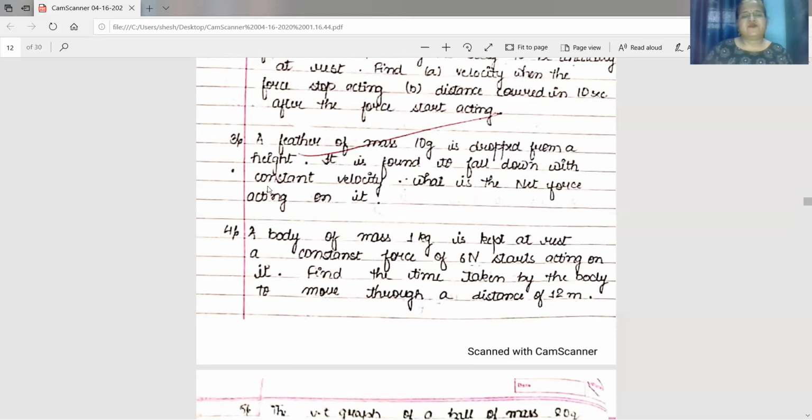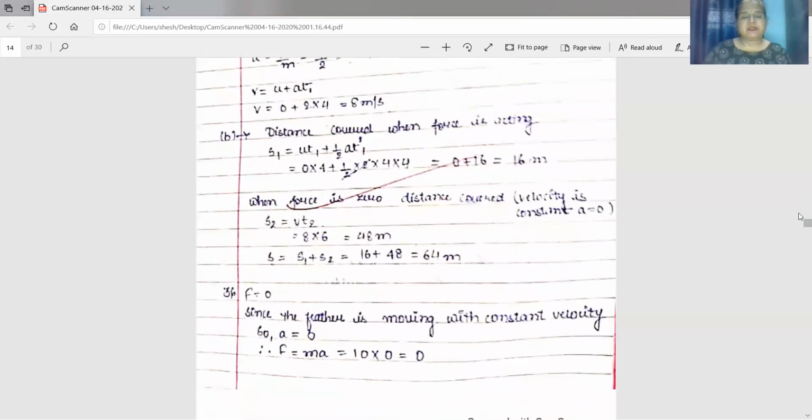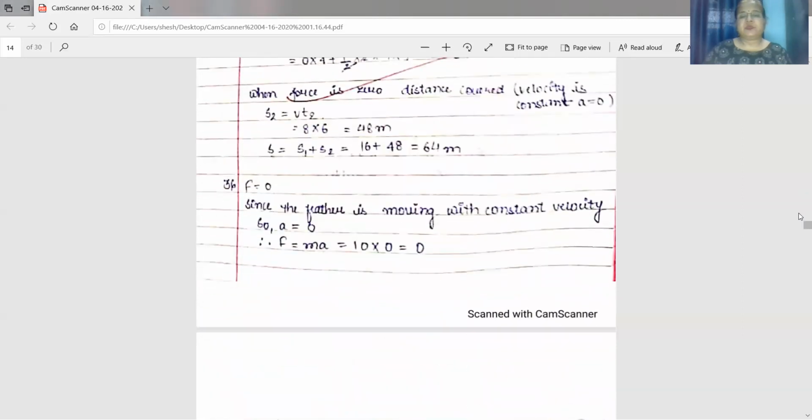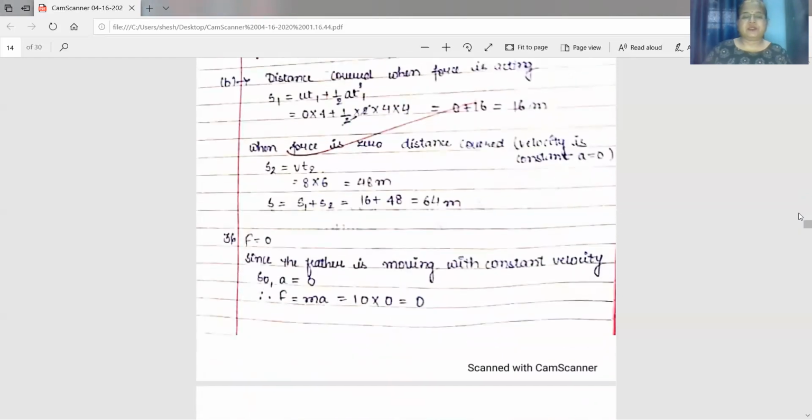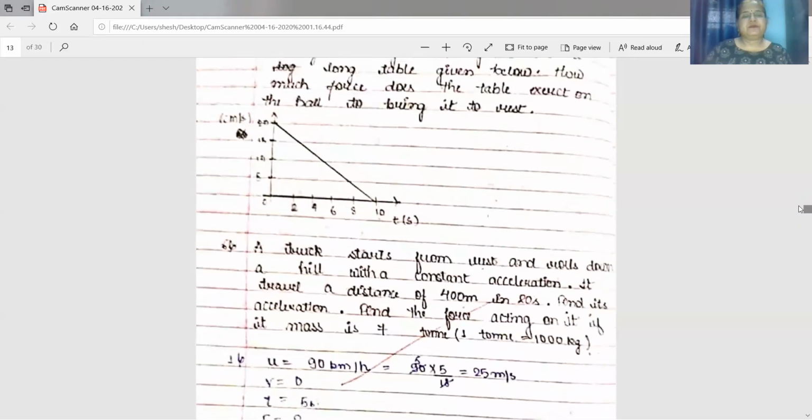Here the feather is falling with constant velocity. It means acceleration will be 0. If the acceleration is 0, it means force will be equal to 0 because F equals ma. So in number 3, you will get the answer 0. Force applied is 0 since the feather is moving with constant velocity, so acceleration will be 0. Therefore, F equals ma, m is 10, a is 0, you are getting 0. Number 4.